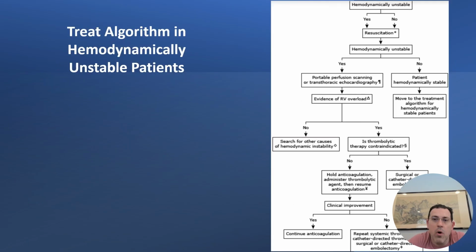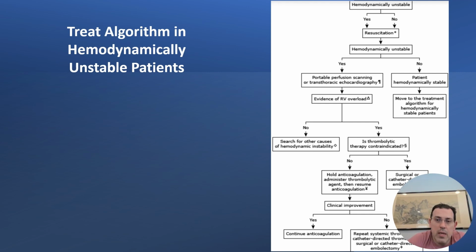So, what about our hemodynamically unstable patients? I hope my picture here is not occluding some of the visual, but I'll go over it verbally for you as well. So here we have a hemodynamically unstable patient. We do our resuscitation, and say after resuscitation the patient now becomes hemodynamically stable, we're fine. We then go to the prior algorithm, which was the hemodynamically stable algorithm.